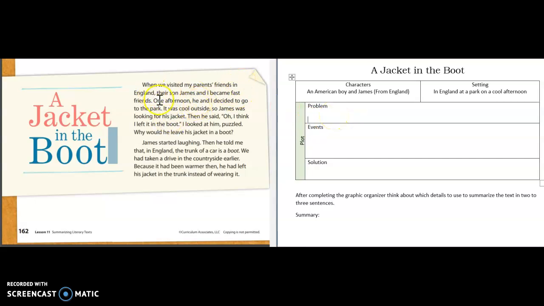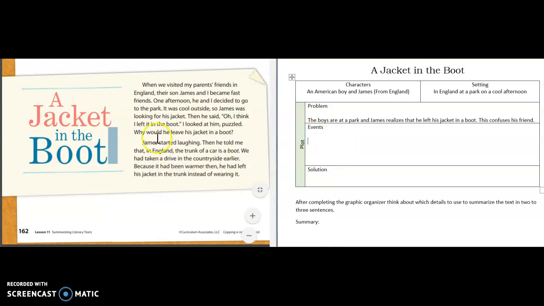It's cool outside. I remember that James is going to look for his jacket, and then he makes this statement, "Oh, I think I left it in the boot." I looked at him puzzled. Why would he leave his jacket in a boot? So the problem might be the boys are at a park, and James realizes that he left his jacket in a boot. Part of the problem too is that this confuses his friend. He doesn't understand. What does he mean by boot?